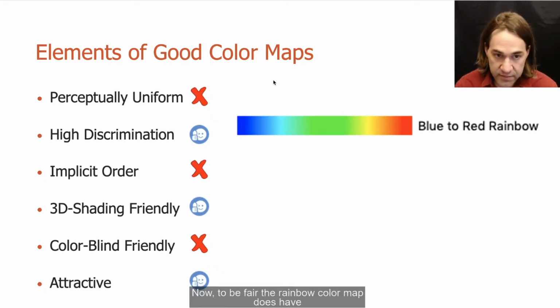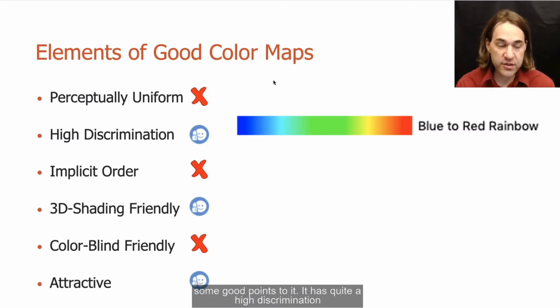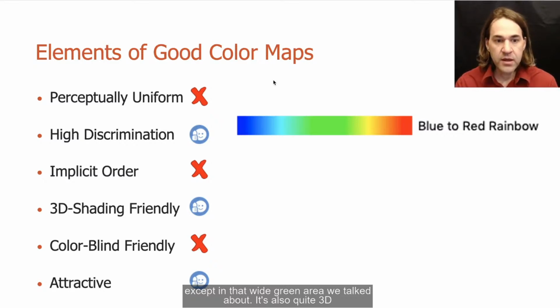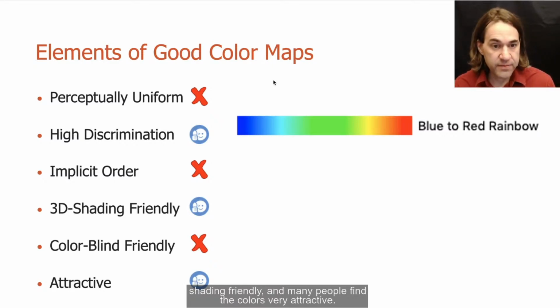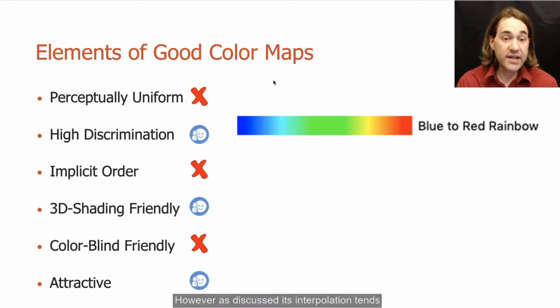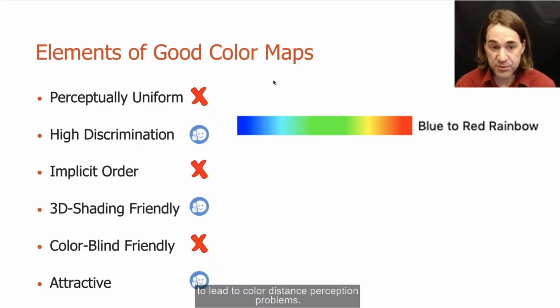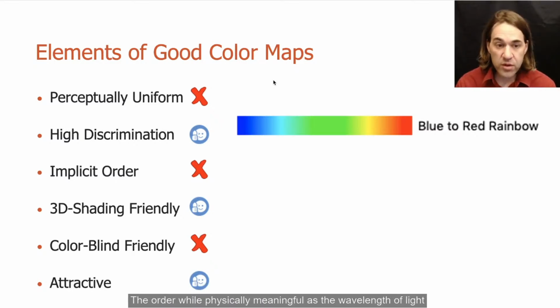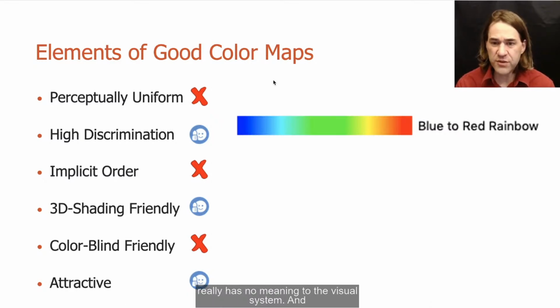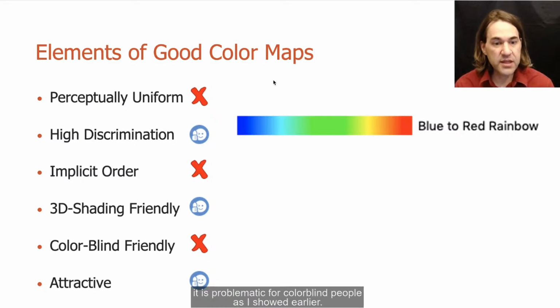Now, to be fair, the rainbow color map does have some good points to it. It has quite a high discrimination, except in that wide green area we talked about. It's also quite 3D shading friendly, and many people find the colors very attractive. However, as discussed, its interpolation tends to lead to color distance perception problems. The order, while physically meaningful, as in the wavelength of light, really has no meaning to the visual system. And it is problematic for colorblind people, as I showed earlier.